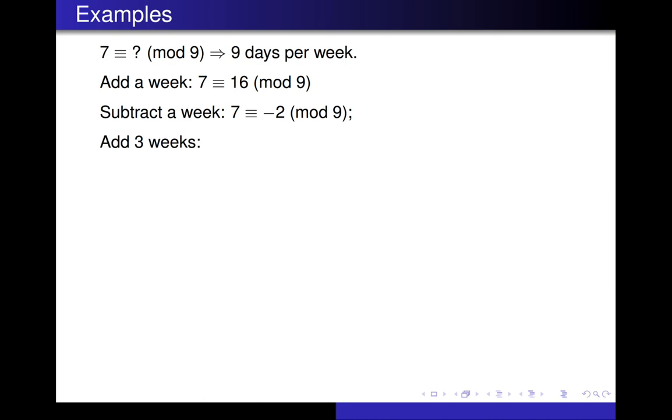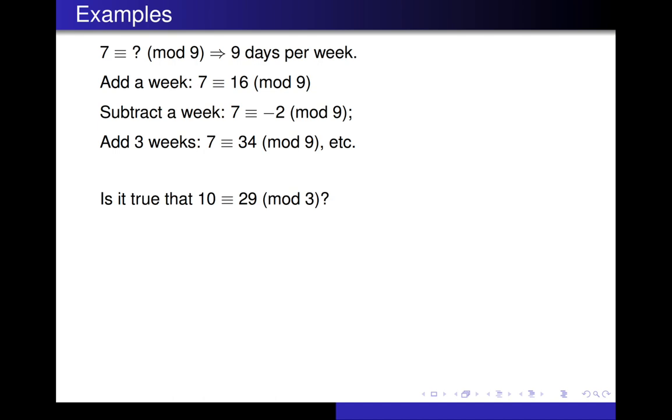And we can do any number of weeks. If I add 3 weeks, let me see, 9 days per week, 3 weeks is 27 days. So 7 plus 27 is 34. And that means 7 is congruent to 34 mod 9. And we could do this forever if we wanted to. And if you do, go for it. I'm not going to stop you.